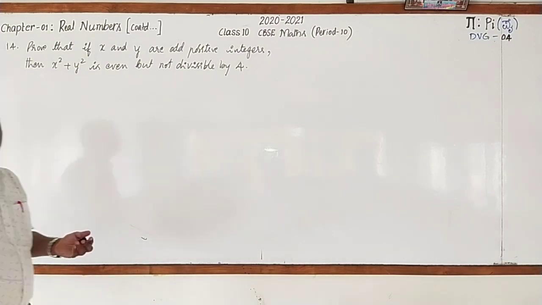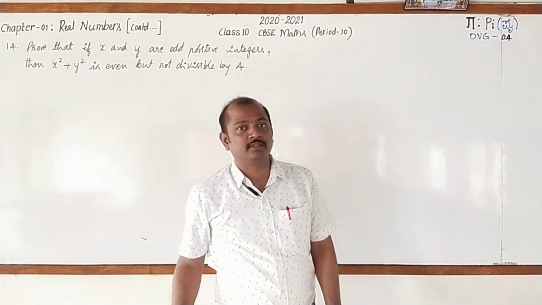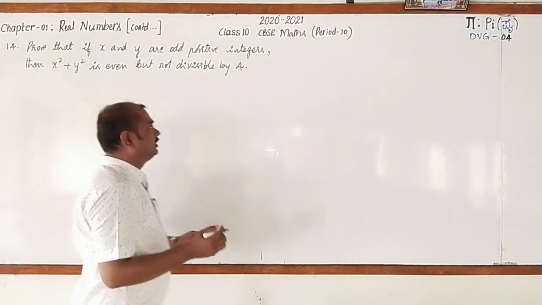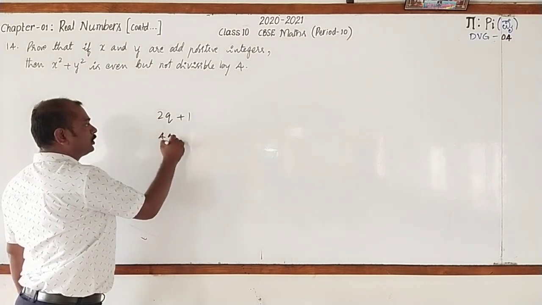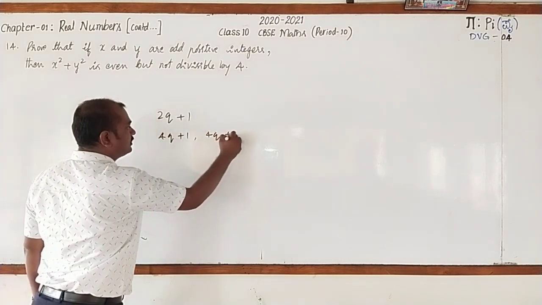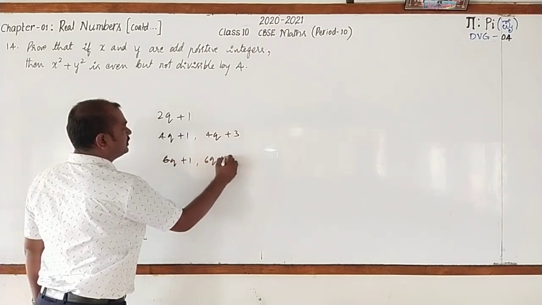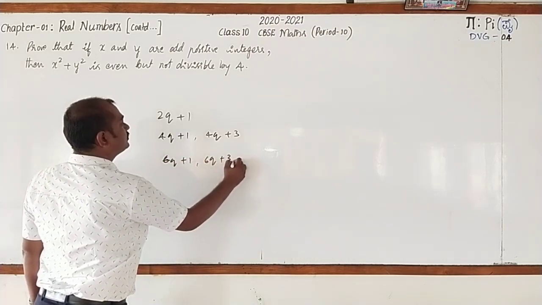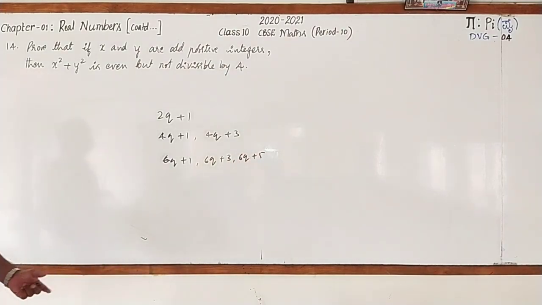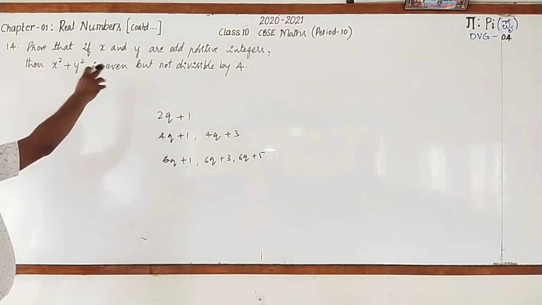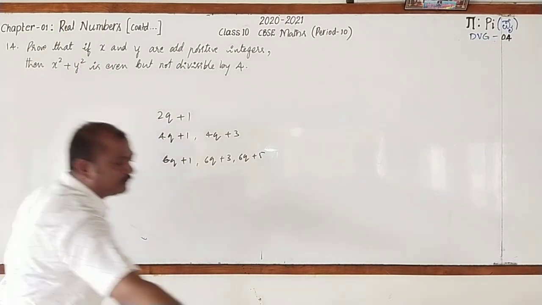Dear students, we are very familiar with the odd positive integers. In what form they are? It may be in the form of 2q plus 1 or 4q plus 1 and 4q plus 3, right? Then 6q plus 1, 6q plus 3, 6q plus 5 and so on. Many are there. Here they have taken x and y are odd positive integers. We have to assume them.